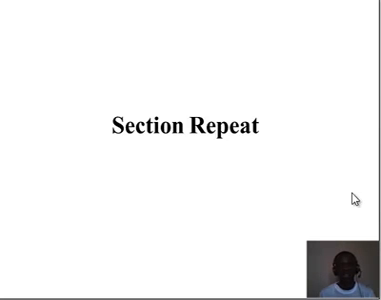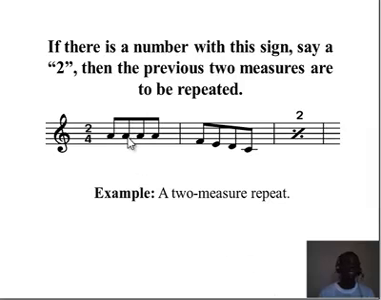Let's talk about section repeat. The section repeat is shown with two sets of dots at the beginning. The last slide is only talking about measure. In the case of a section, a section repeat is shown with two sets of dots at the beginning and the end of the measure to be repeated. The second set of dots tells you to go back to the previous two dots. If there are no previous dots, then the repeat goes back to the beginning of the song.